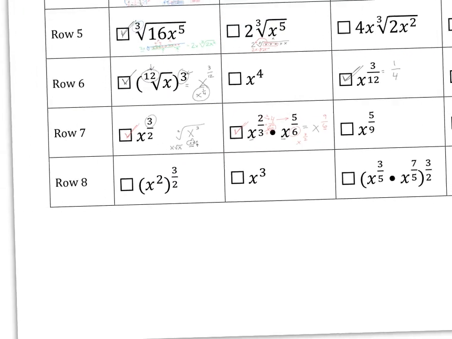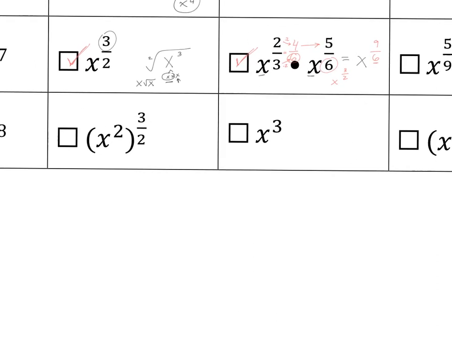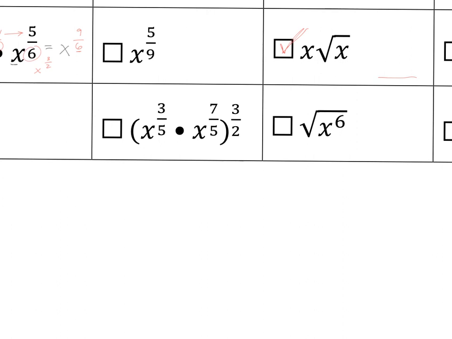All right, last one, row 8. Let's go ahead and multiply for the first box. Remember, when you have a power on a parenthesis, you multiply those powers together. If I multiply these two numbers together, I could cross reduce those 2's away and I just get x to the 3rd, which of course is the exact same as the second option. So I'll check both of those boxes. Now let's see what happens here. Oh boy, a lot is going on.